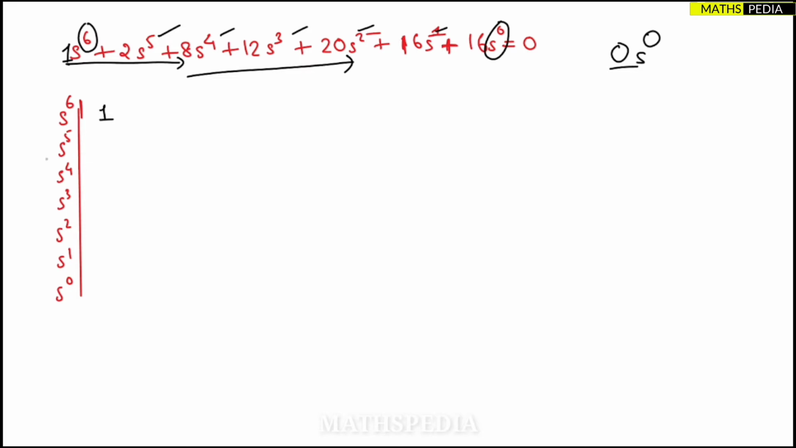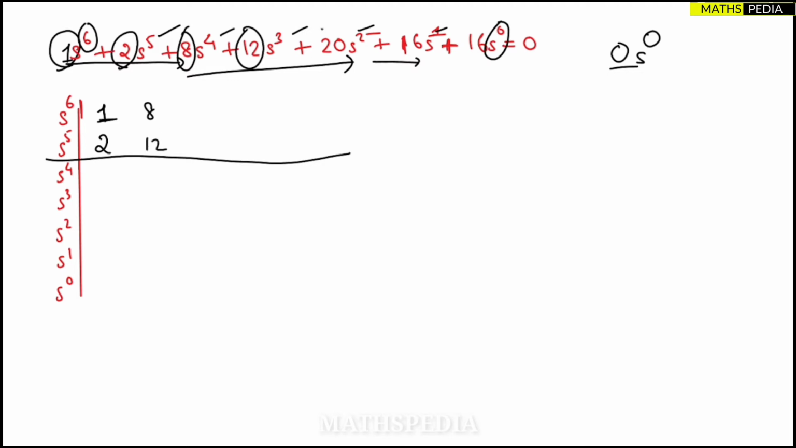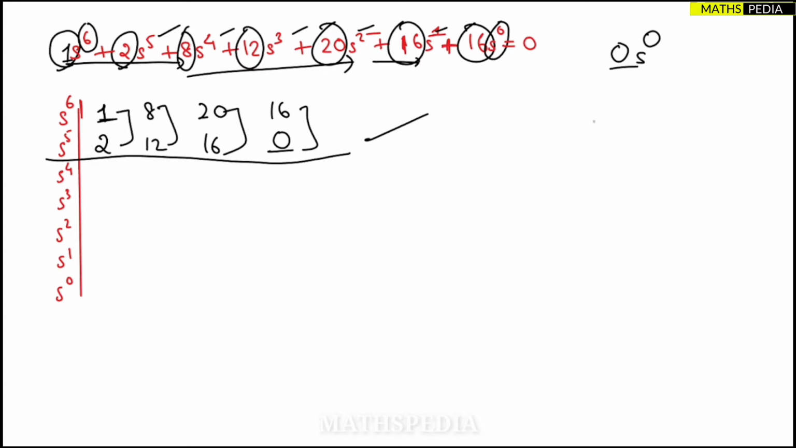Now, how to write? First two rows we can write by looking at this characteristic equation. Starting with 1, then 2. So 1 I'll write here, 2 I'll write down. You have to write column wise. So 1, 2, then 8, 12, then 20, 16, then 16. What about this one? It will be 0 because no other element is there. So write it column wise: 1, 2, 8, 12, 20, 16, like that.